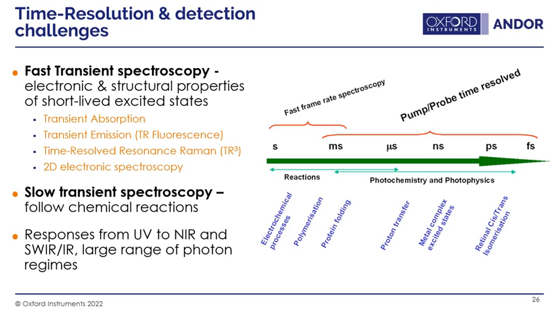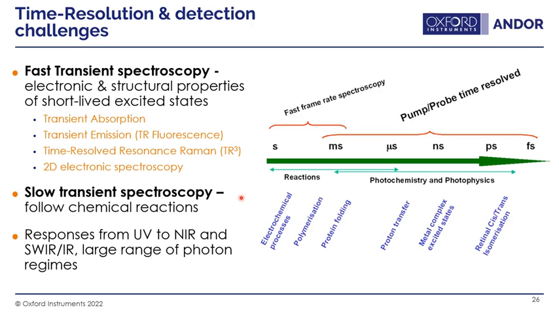So I'm separating the techniques used to get time resolution in spectroscopy into fast frame rate spectroscopy, which can be used for processes happening on the second down to millisecond time scale, and pump probe spectroscopy, which is used typically for processes that are faster than microseconds. Now, fast transient spectroscopy can be used to study the electronic and structural properties of short-lived excited states, and some of the techniques used for this are transient absorption, transient emission, or time-resolved fluorescence, which we've seen, time-resolved resonant Raman, and 2D electronic spectroscopy, just to name a few.